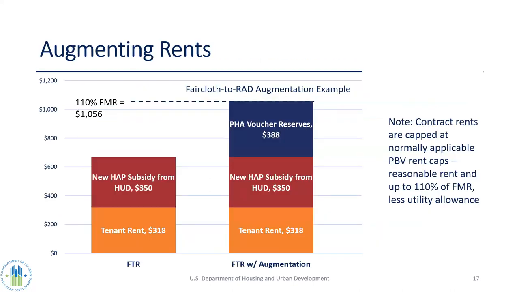Slide. So as an illustration, this slide shows the typically low Faircloth to RAD rent on the left with the estimated Cap and Op Fund subsidy of $350 plus the tenant rent of $318 for a total of $668, which is well below the maximum initial contract rent or the dotted line at the top that's 110% of FMR. So you can see in the column on the right, the PHA can use $388 from their voucher reserves to make up the difference in order to make this project financially feasible.